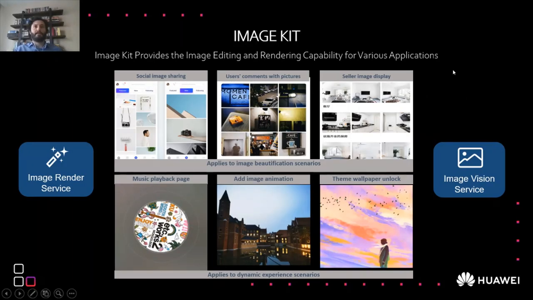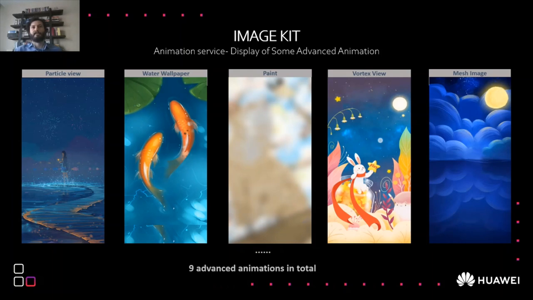We also provide Image Kit, which is also quite a big topic. Basically, we provide the render service and vision service. In the render service, you can create animations based on the image. We have default, ready-to-use animations, more than 20. Also for the image post-processing part, we have 24 color filters, and you can use them in your application. And I will give you some examples of the render service.